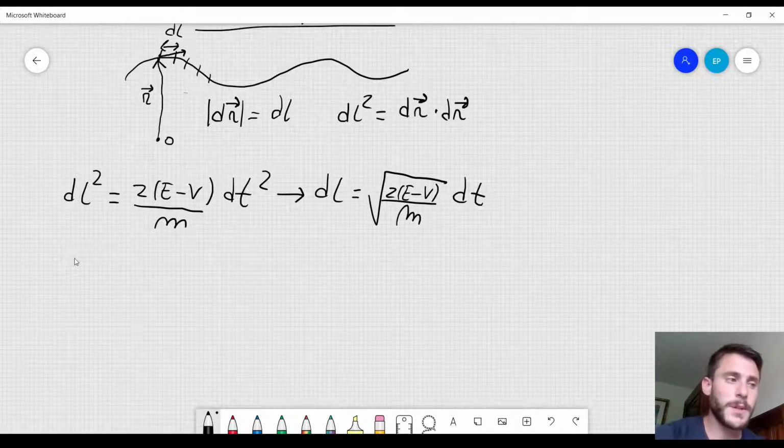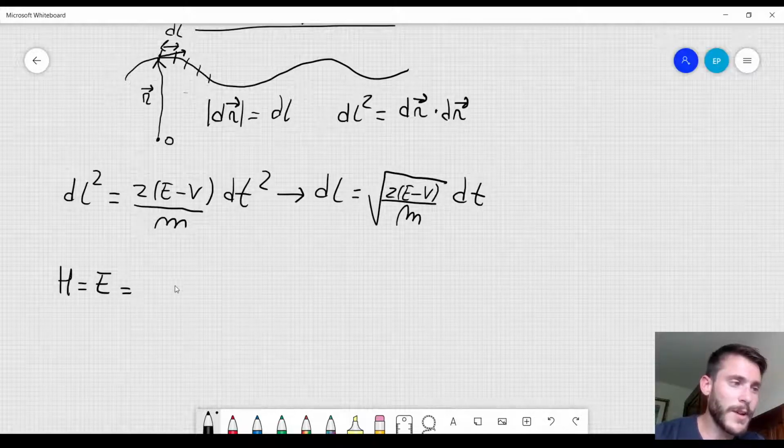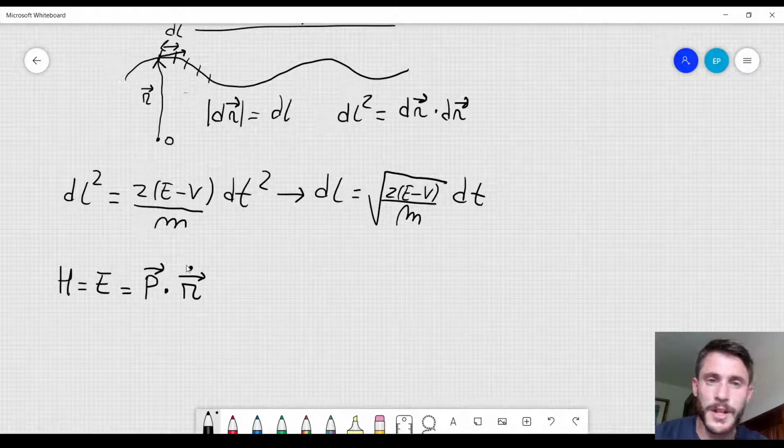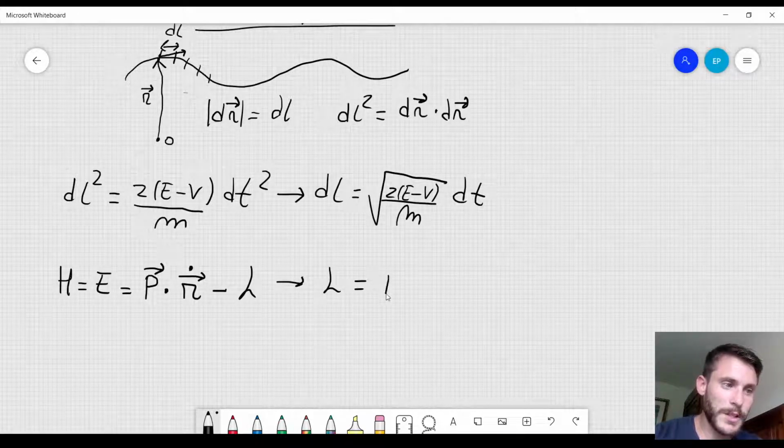Now let's write down the expression for the Hamiltonian of a system that's constituted by one particle. The Hamiltonian H is equal to E, which is the energy, and it is a constant. And I can rewrite it as the momentum P dot product with r dot, the velocity, so I can simply write the velocity as r dot, which is dr over dt, minus the Lagrangian. So the Lagrangian can also be written as P dot r dot minus the Hamiltonian H, or if you want, minus the energy E.